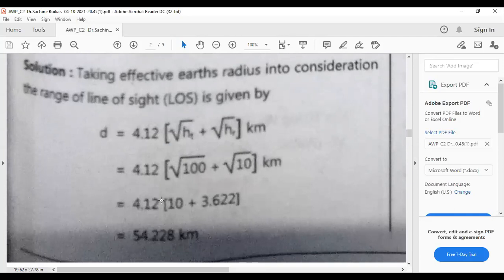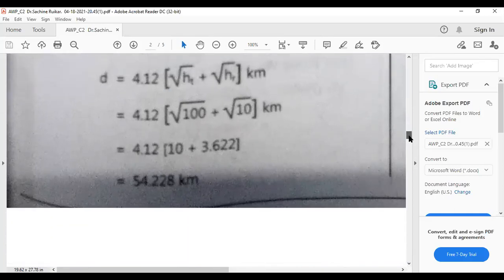If you do it with the calculator, you can cross verify these answers. Do it yourself with the calculator and cross verify your answer with this answer, that is 54.22 kilometers. 54.22 kilometers. I hope you are getting these answers.